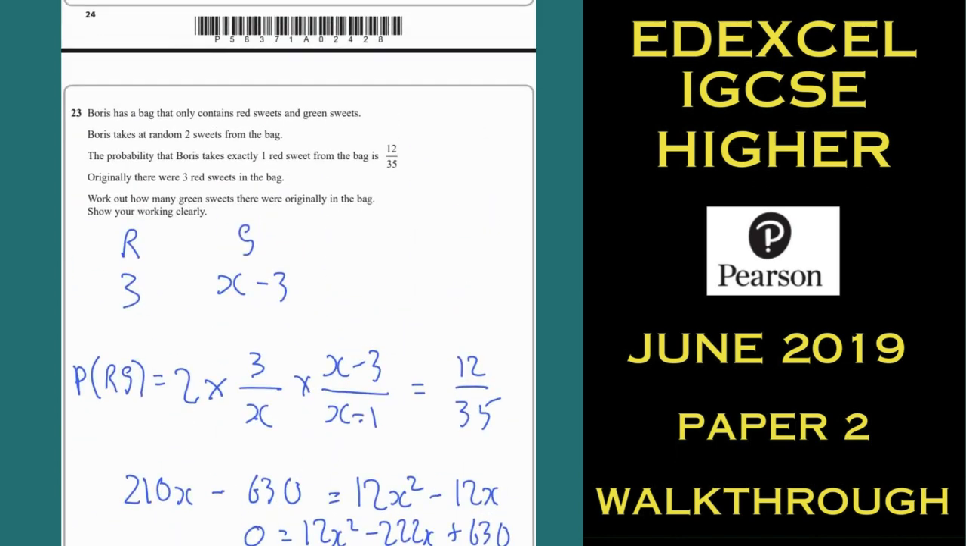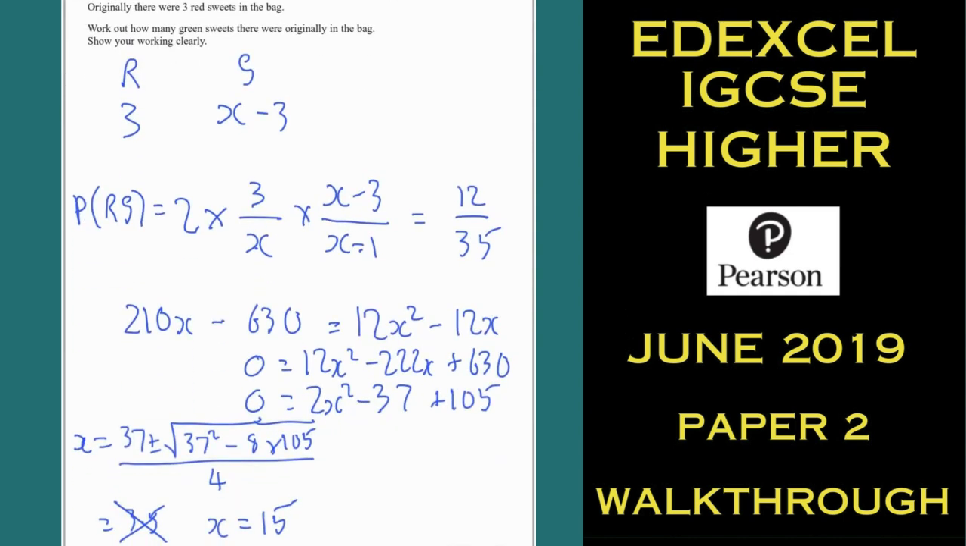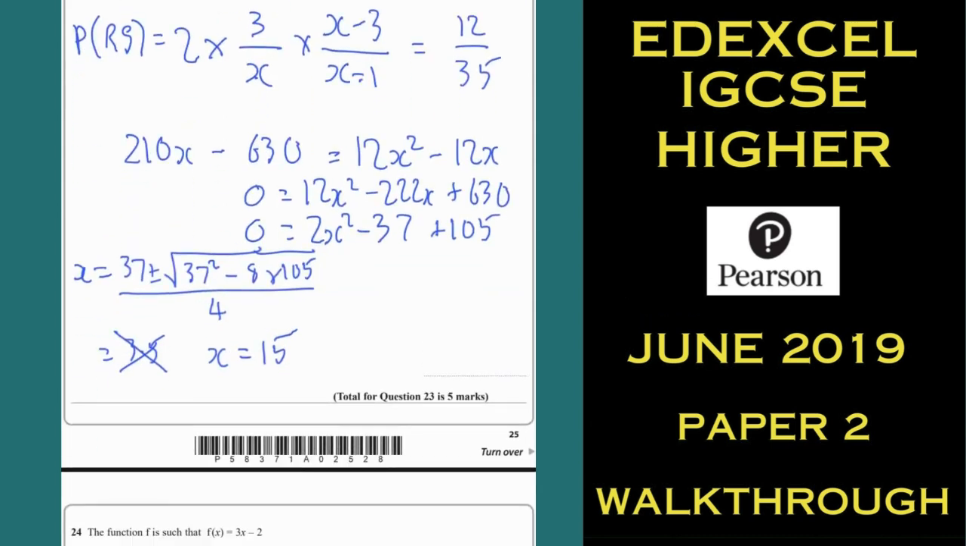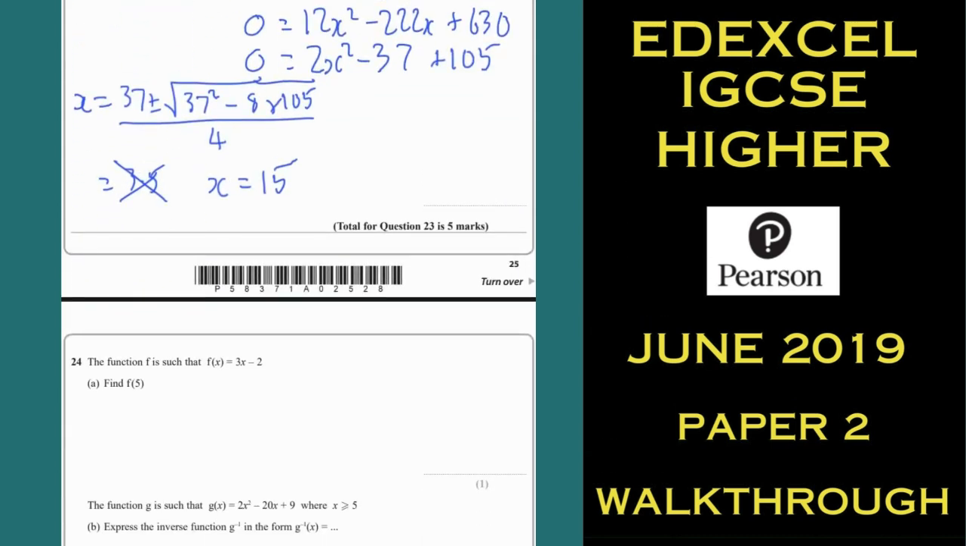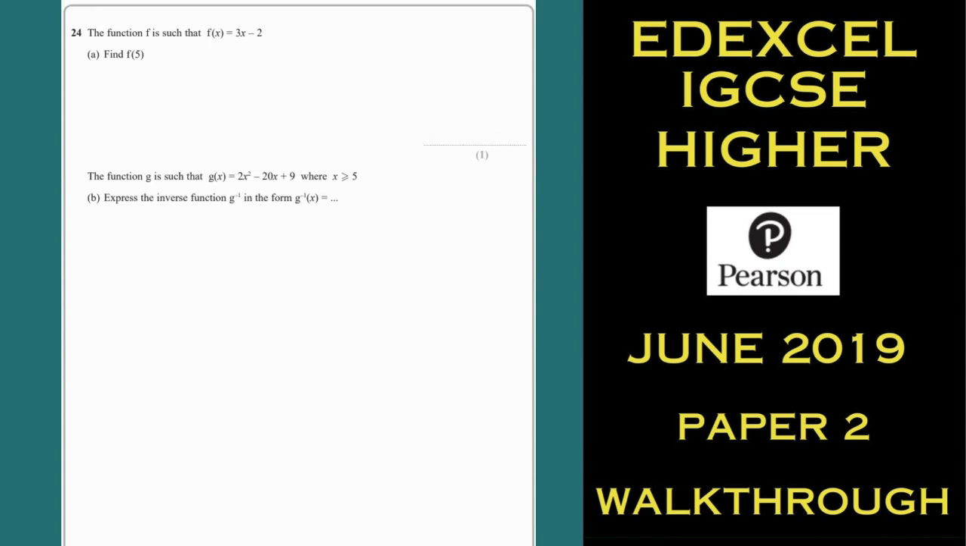Work out how many green sweets were originally in the bag, not x. Green is x minus 3. So x equals 15, there are 12. So originally there were 3 red and there were 12 green. Job done. Number 24. Here we go.